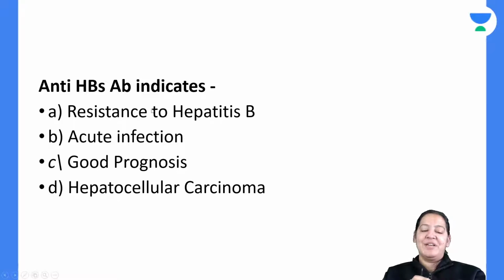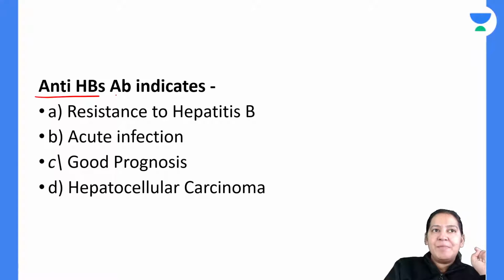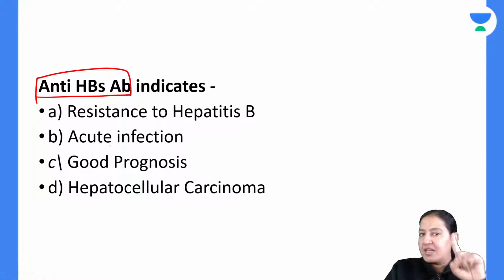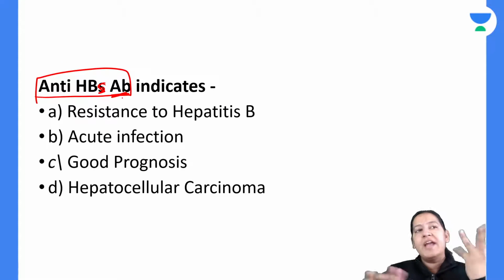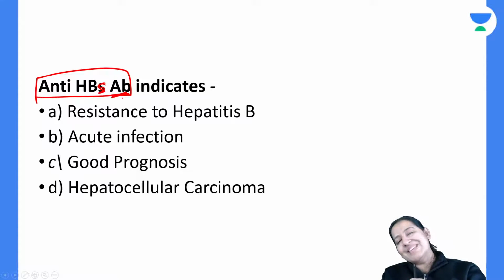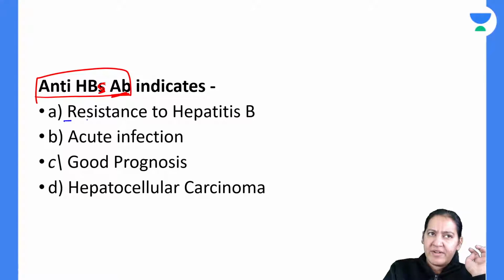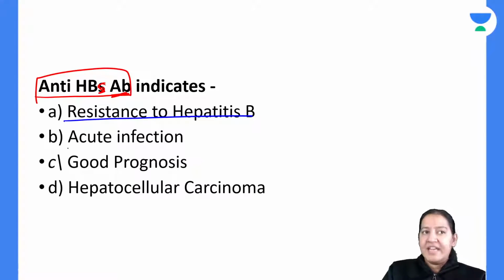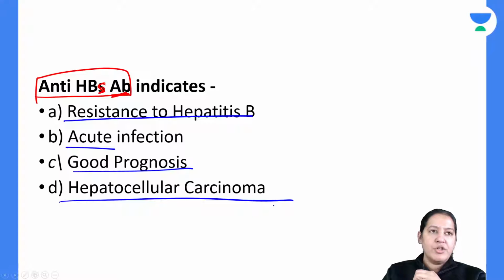This is the next question in front of you. Again, very tricky. Very few students will be right. Most of you will fall in the trap. Don't fall in the trap. Listen to the question carefully. Anti-HBs antibody indicates what? The last antibody which is coming in the blood. Anti-HBs antibody indicates what? What is the significance? Does it indicate resistance to the infection? Does it indicate acute infection? Does it indicate good prognosis? Or does it indicate the person has hepatocellular carcinoma? What will you say?